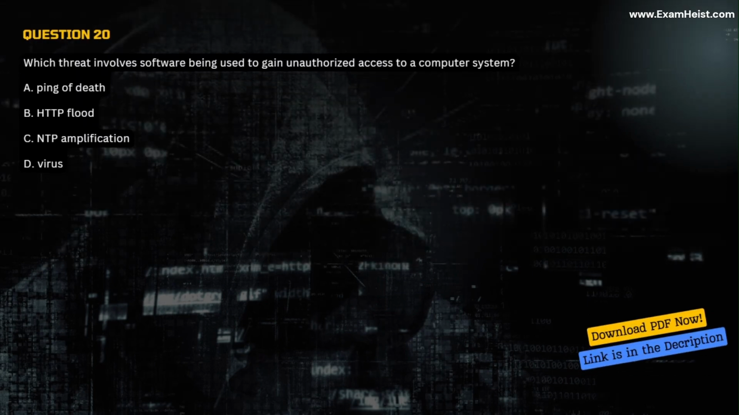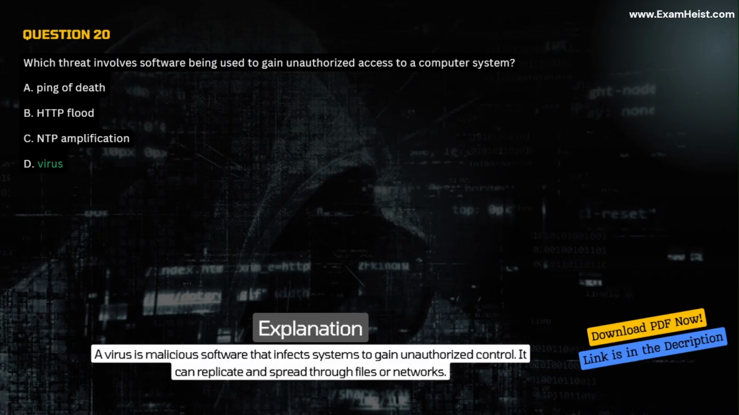Question 20. Which threat involves software being used to gain unauthorized access to a computer system? A. Ping of death. B. HTTP flood. C. NTP amplification. D. Virus. Correct answer D. Virus. Explanation. A virus is malicious software that infects systems to gain unauthorized control. It can replicate and spread through files or networks.